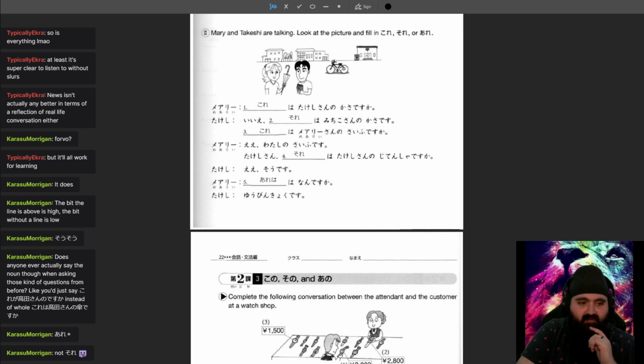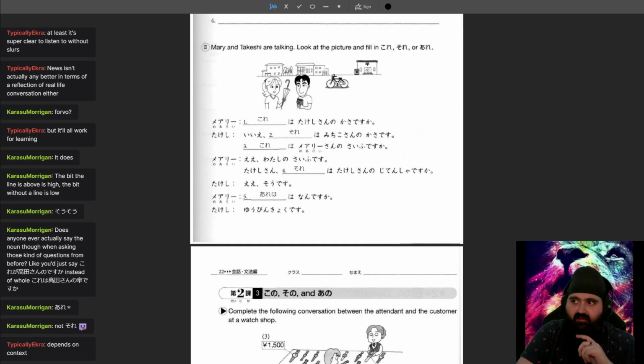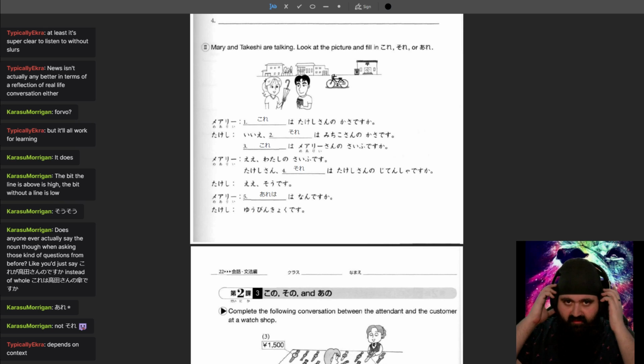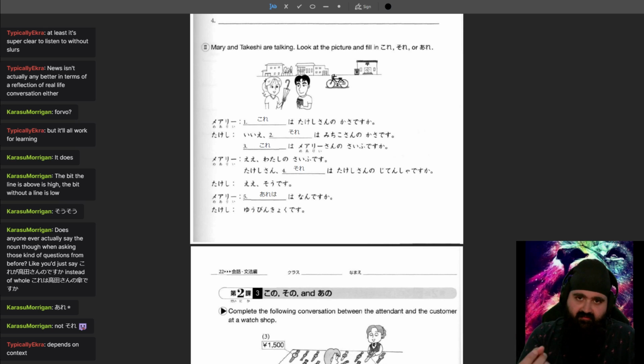Like you just say, これが高田さんのですか? Instead of the whole これが高田さんの傘ですか? If you're specifically holding the thing, yeah. But I've heard it both ways. Like you can still say kasa and stuff, but you wouldn't say like, それは, 高田さんのです. You wouldn't say the whole thing back. But if you're physically holding it, for extra details, you can say, これは高田さんの傘ですか? You can still say that even if you're holding the kasa, I guess.